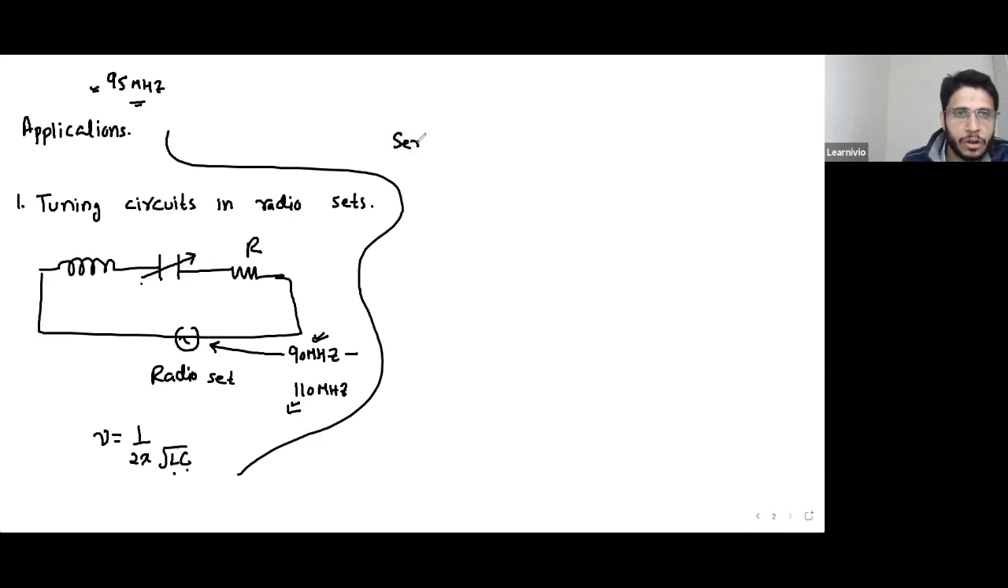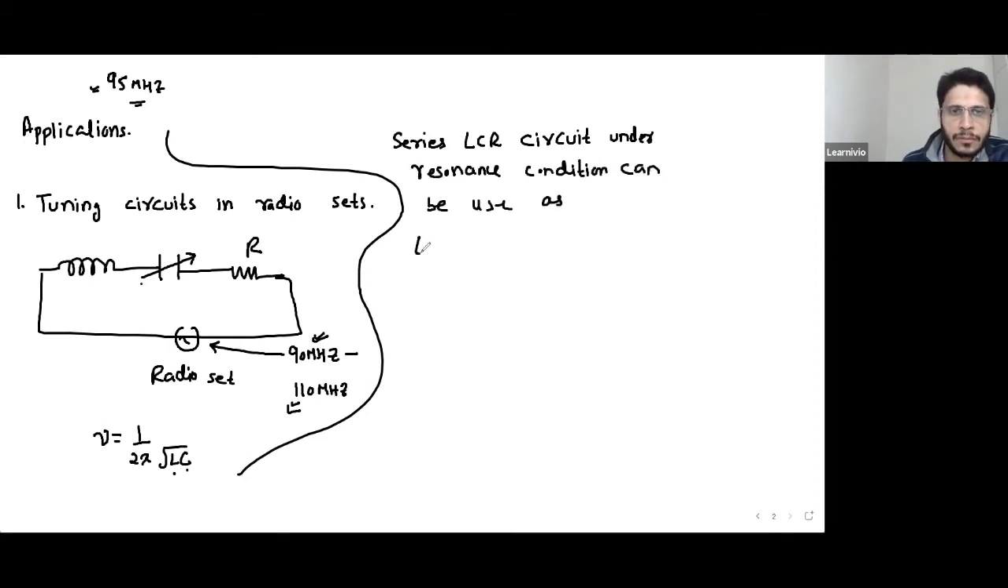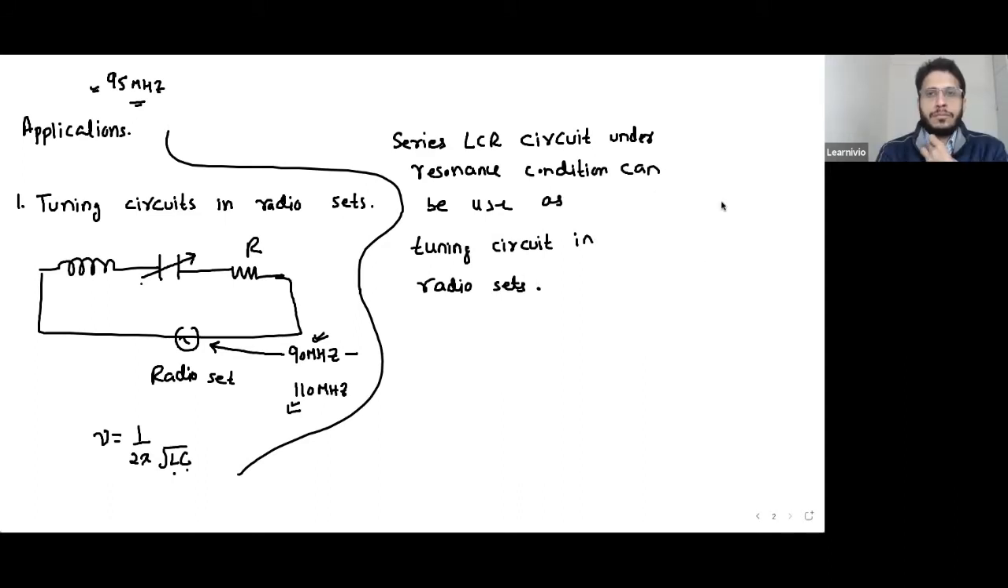So I'm just writing a small note. Series LCR circuit. The second application of this series LCR circuit is in metal detectors. The metal detectors which are available at airports, metro stations, those metal detectors are again the series LCR circuit.